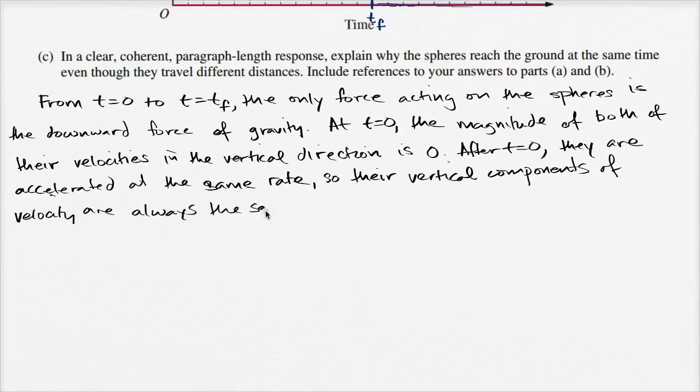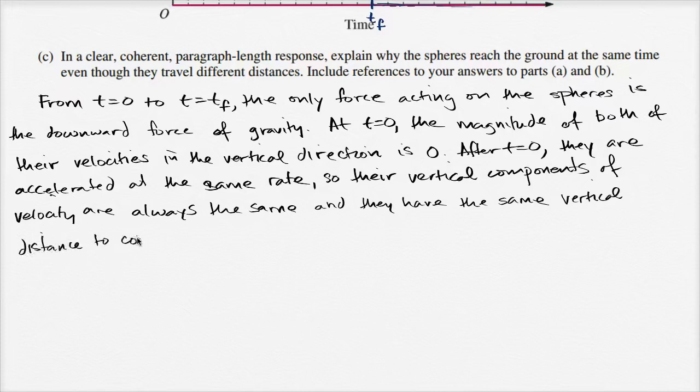And they have the same vertical distance to cover, so they hit the ground at the same time. Let me make sure that makes sense. After t equals 0, they are accelerated at the same rate, so their vertical components of velocity are always the same.